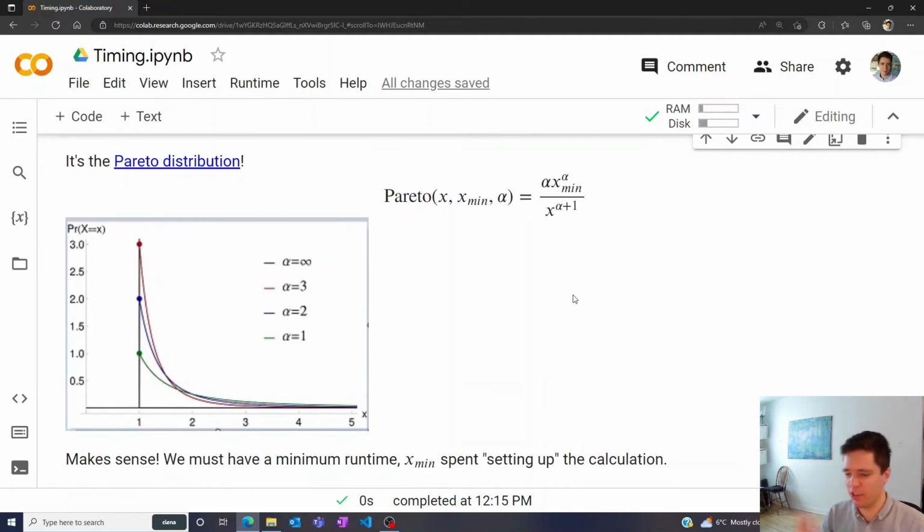If you think about it, it makes sense that it would follow this distribution, at least for a single computer operation, because there must be some minimum time spent by the CPU, like setting up the calculation before it actually executes it. Then there'll be a tail, because maybe there are some other processes going on, or for some reason it just takes longer. I don't know exactly what determines the CPU runtime for a single operation, but you can imagine this is maybe a realistic model.